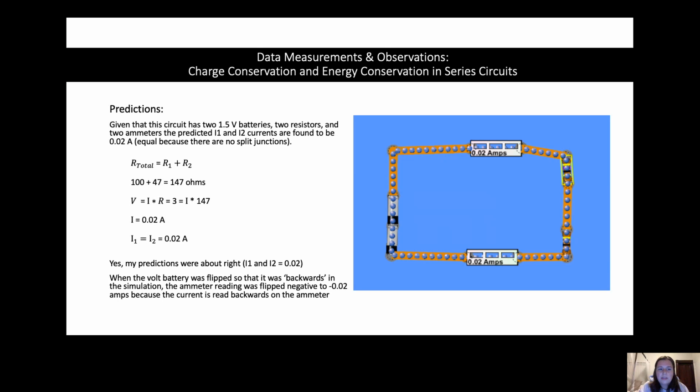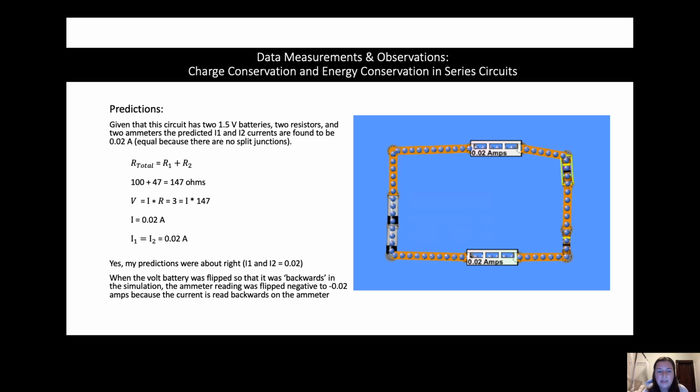So our first part is charge conservation and energy conservation in series circuits. Before even setting up the system, we're asked to calculate the current for I1 and I2. I found I1 and I2 to be equal to one another because there are no split junctions, and to be 0.02 amps. And yes, my predictions were right when I simulated it in the PHYS simulator.